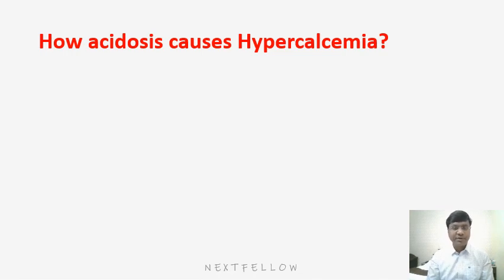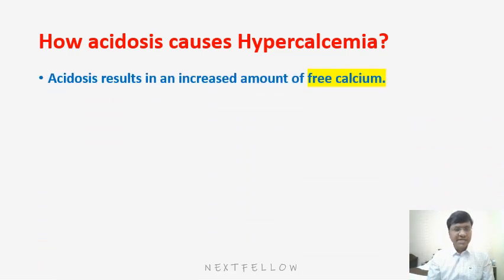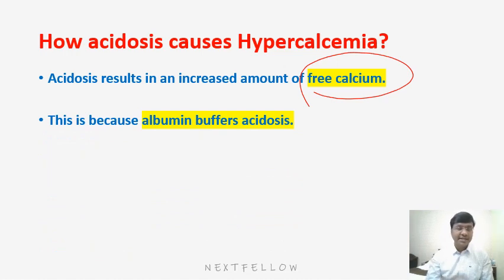Now, the other important thing is, if the individual is having acidosis, there will be development of hypercalcemia. How does acidosis cause hypercalcemia? Acidosis results in an increased amount of free calcium, right? The reason is that albumin will buffer the acidosis. If there is an increase in H plus ions, the protein which will buffer that increased H plus is albumin.